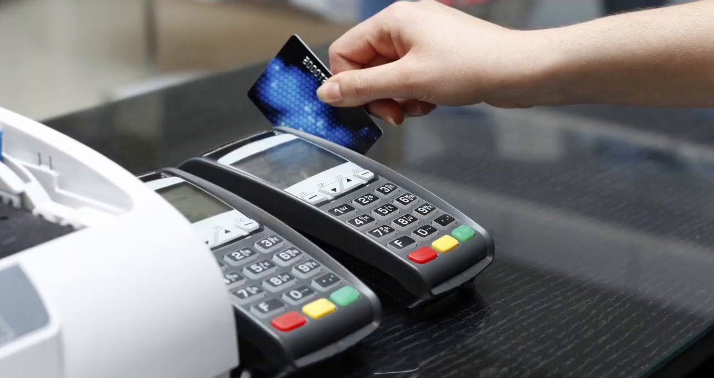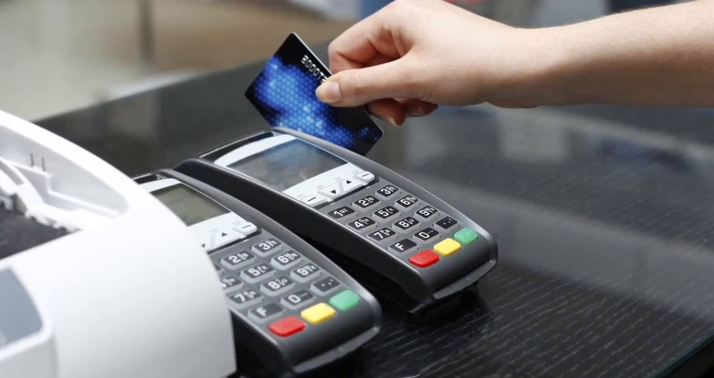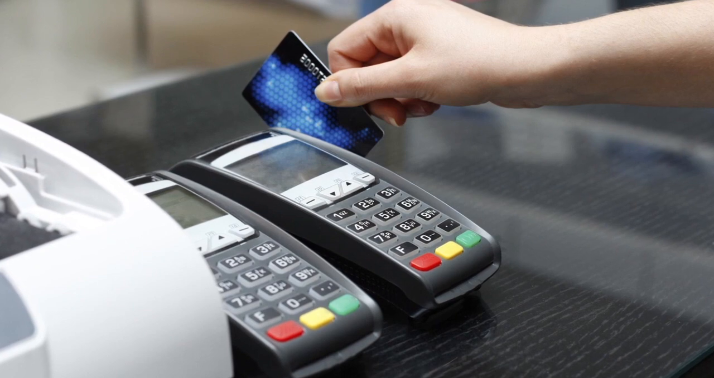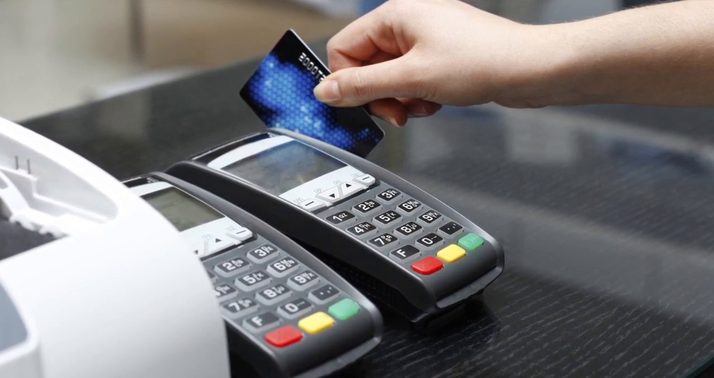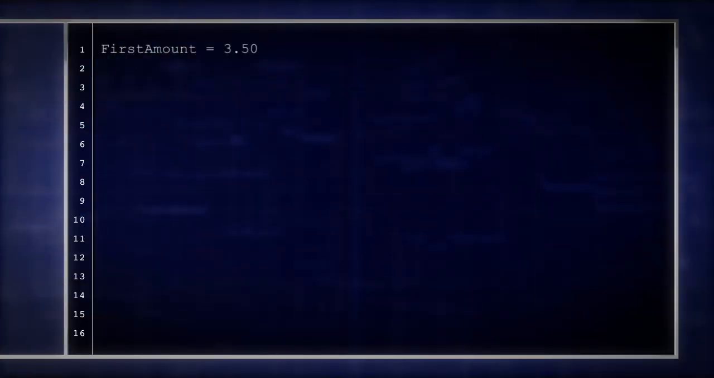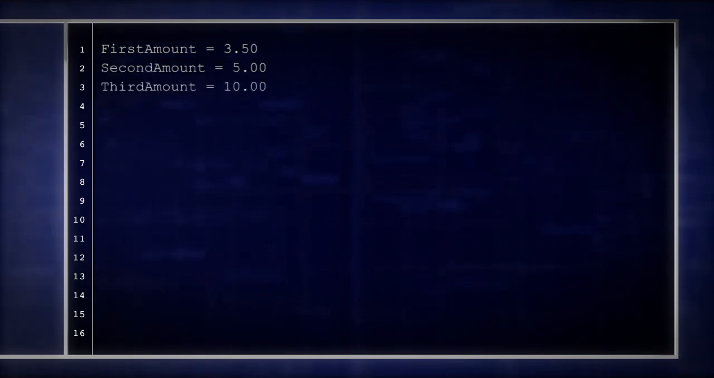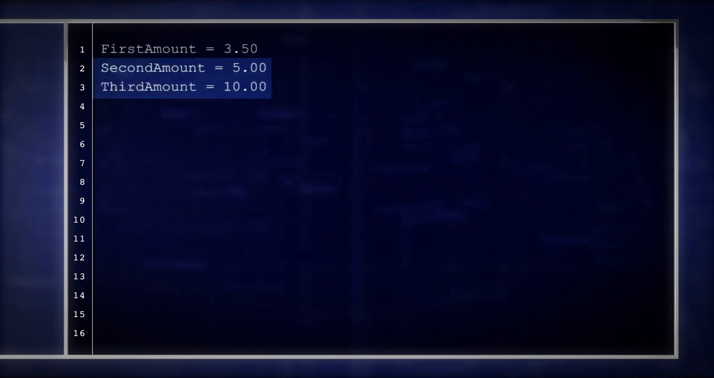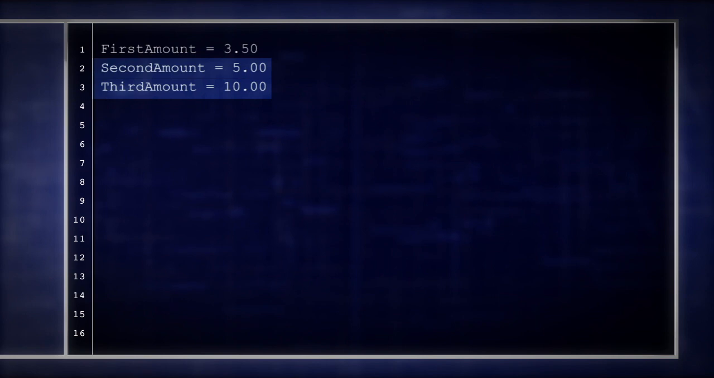Let's first see what life is like without lists. Say we want to store a group of credit card purchases. We're going to store the amounts of each purchase so that we can do something with them later, like find the average. So, say our first purchase is $3.50. We can store it in a variable first amount, like you see here. Okay, let's say we had 2 more purchases, a $5 one and a $10 one. Well, we would need more variables, second amount and third amount, to store those.